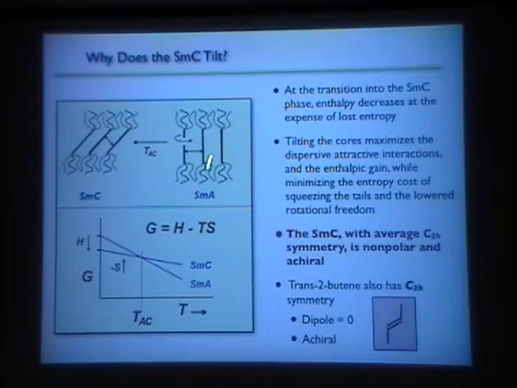But you did go to a lower symmetry phase. Okay, this has a C infinity axis along the vertical axis. This one is C2h. Okay, so you went to a lower symmetry phase, and so it costs entropy to go to the smectic C where you have this uniform tilt, but it's paid for by the better spacing between the cores, better dispersive attractions.